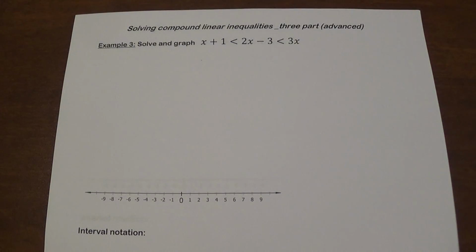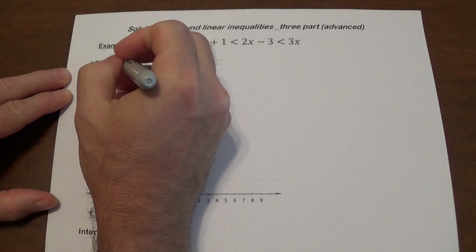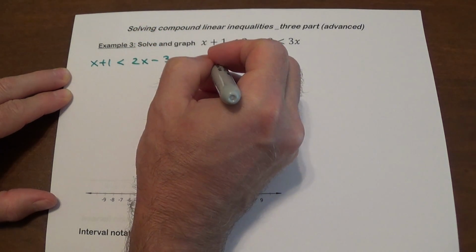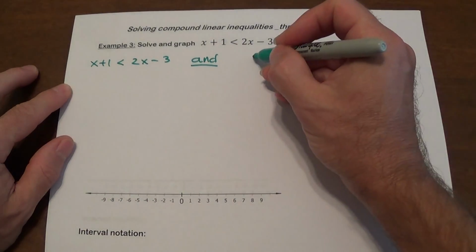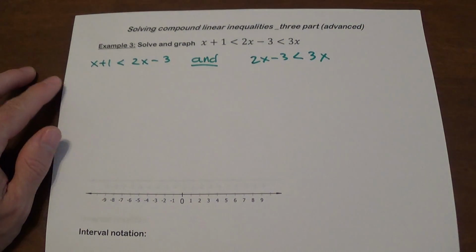Same problem. Now we actually have x everywhere. We are going to do the same thing, so we are going to split them up. x plus 1 is less than 2x minus 3. And please do not forget, these are always going to be connected by AND. 2x minus 3 is less than 3x.